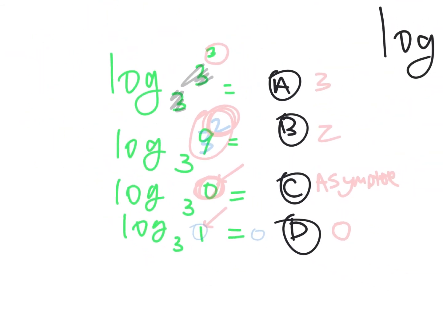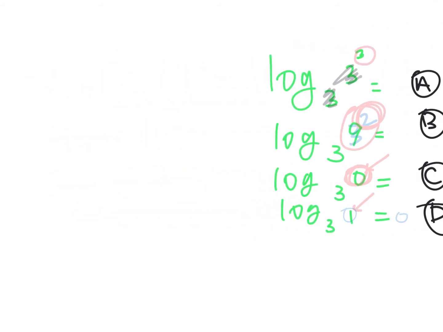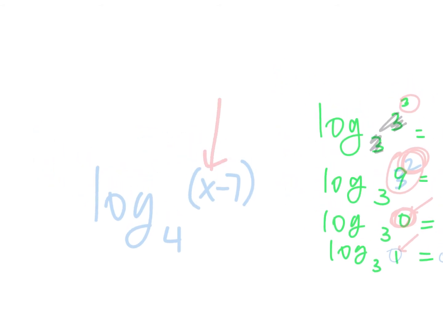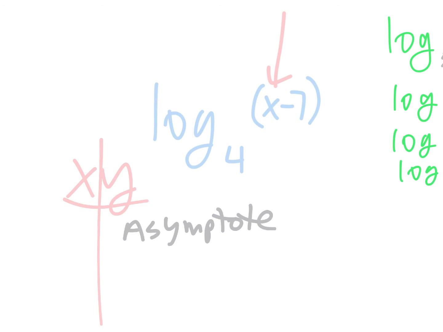All right, are there any of those that you don't understand? You want me to clarify A, B, C, or D? Okay, then let me show you one more like C. Log base 4 of x minus 7. What number could you put in here that would work well? Well, what do you mean by work well? Well, one thing I'd like to find is the asymptote. What number could you put right there in the XY chart that would give you the asymptote?